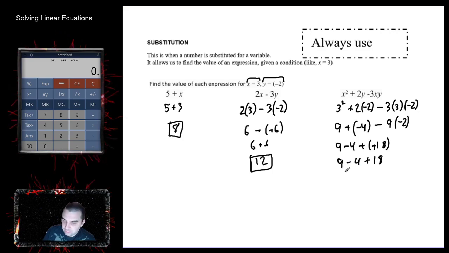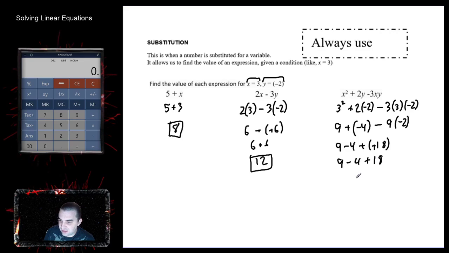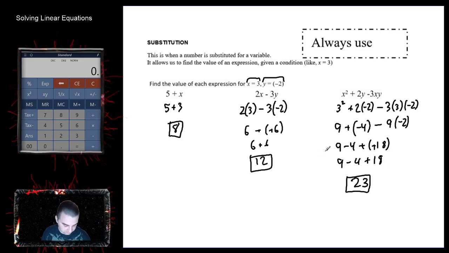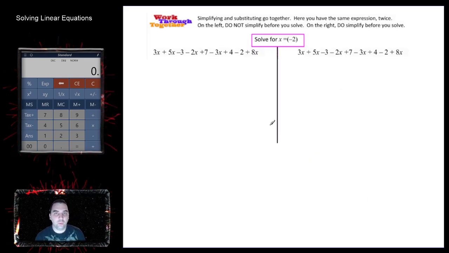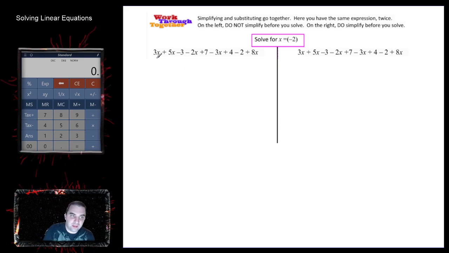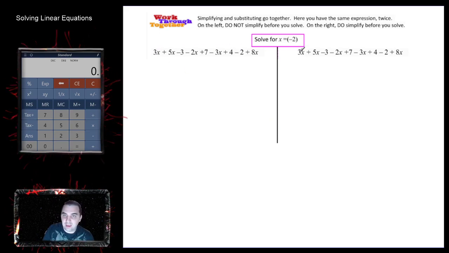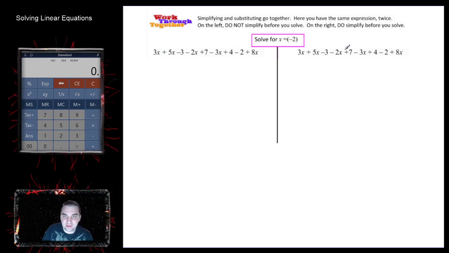Okay, now we just add it all together. So 9 minus 4 is 5. 5 plus 18 is 23. And that is my final answer. Let's move forward. Okay. What all this text is saying up here is this and this are exactly the same.